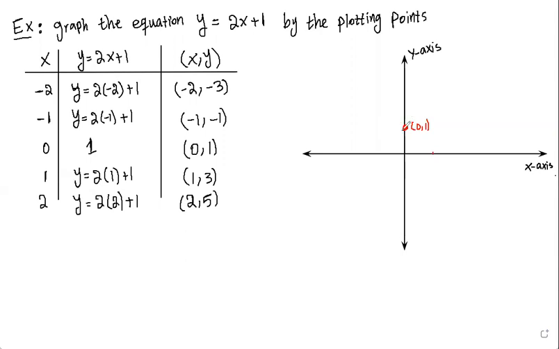So 1, 2, 3. So the point is around here. 1, comma 3. At 2 is 2 and 5. So this is 1. This is 0. At 2, this is 2 and 5, like around here. So 2 and 5, 2 comma 5.